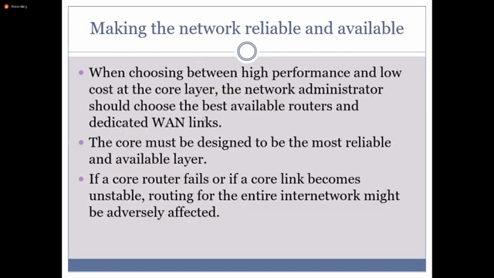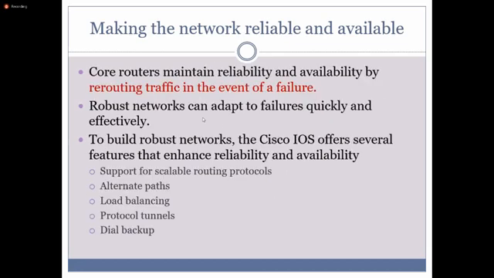When making a network reliable and available, when choosing between high performance and low cost at the core layer, the network administrator should choose the best available routers and dedicated bandwidth. As a network administrator or an engineer, you have to think about the best available routers and the dedicated bandwidth. The core must be designed to be the most reliable and available layer. The core router fails if the core link becomes unstable, and routing for the entire internet traffic might be adversely affected. So you have to think about it.